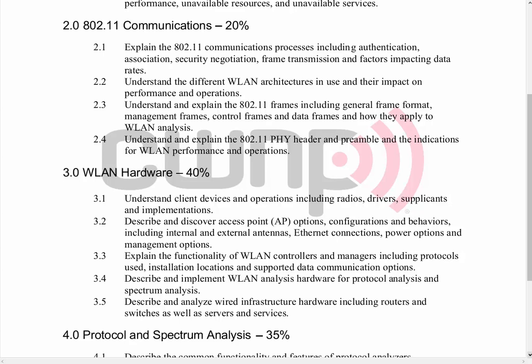And then the second sub-objective here: describe and discover access point options, configurations, and behaviors, including internal and external antennas, the Ethernet connections, power options, and management options. So you need to understand the various factors that impact the performance of an access point.